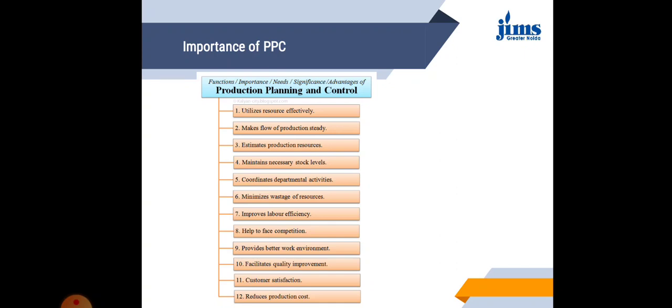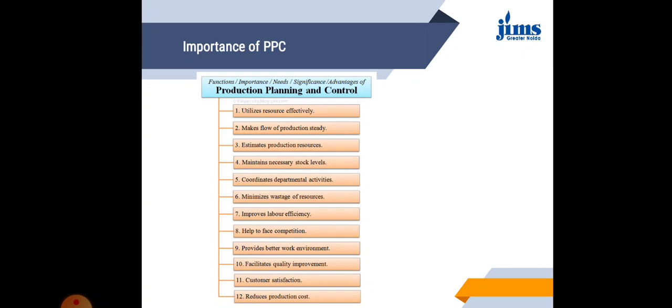It also provides better work environment. With proper planning, there is a coordination of work and good relationships in the workplace. Production planning and control facilitates quality improvement, as the control mechanism tells us the loopholes in the quality of the commodities produced by the production department. We can take corrective actions to improve the quality of future products and commodities that will be produced.